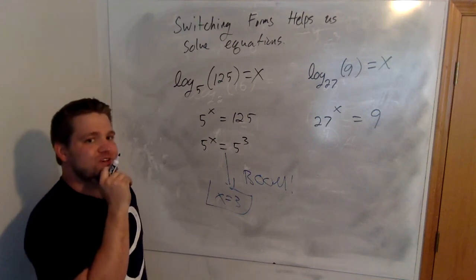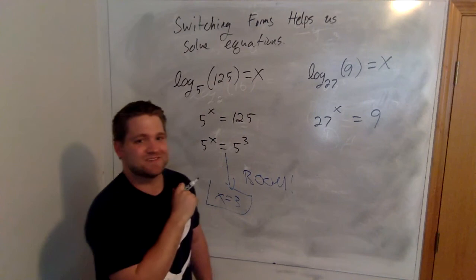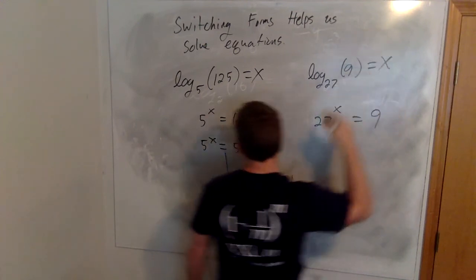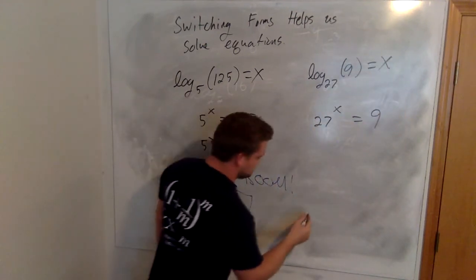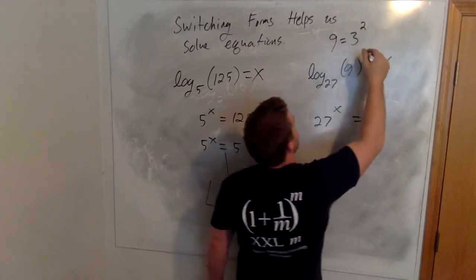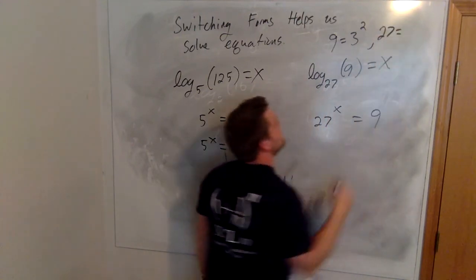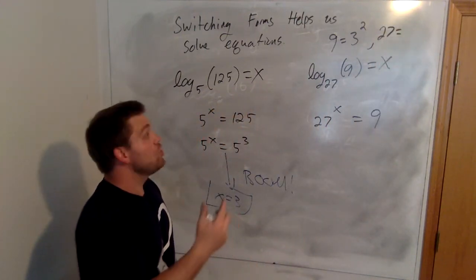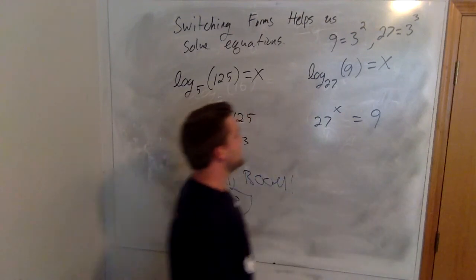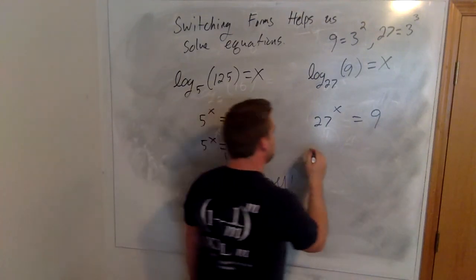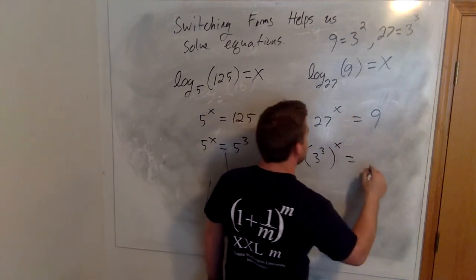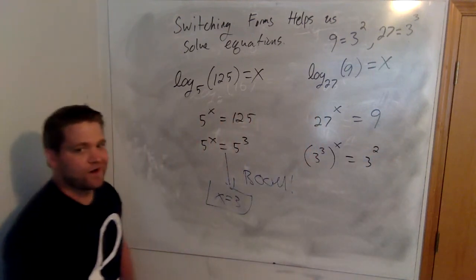But what we can do here, which is different, is we can write both these bases as a base of 3. Notice that 9 is the same thing as 3 squared. I hope you also believe that 27 is the same thing as 3 times 3 is 9, times another 3 is 27. 27 is the same thing as 3 cubed. So we can make a replacement. How about we replace 27 with 3 cubed, and 9 with 3 squared? Ooh, now we're getting somewhere.